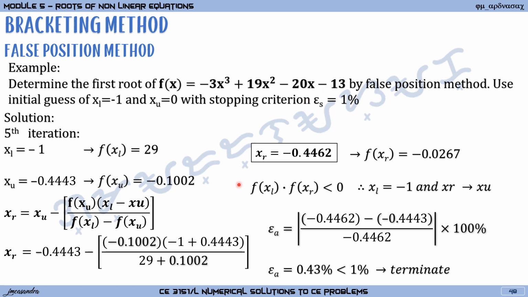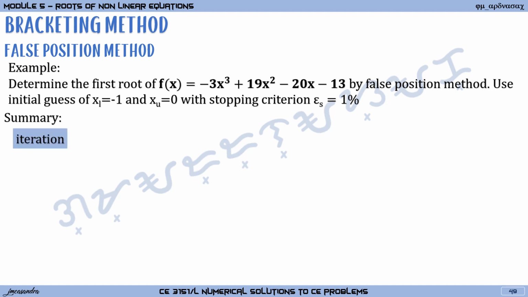So if we are not given the stopping criterion, then what we will use to consider if we have to terminate is the product of FXL and FXR should be equal to 0. But if we are given the stopping criterion, then we have to also consider the relationship of the approximate error and the stopping criterion. Okay? So since we have achieved already the condition for EA and ES, we can terminate. But if the ES is not given, then we could continue with our next iteration using -1 and -0.0267.